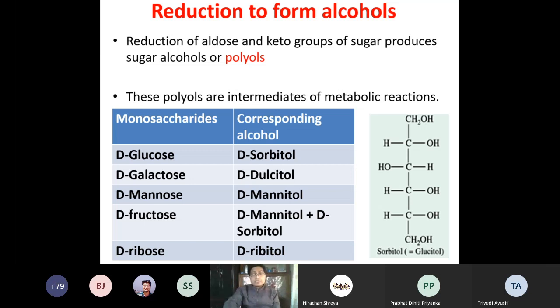Now let's see the reduction to form alcohols. Reduction of the aldose and ketose groups of sugars produces sugar alcohols known as polyols. Now let's see, the glucose molecule is reduced to sorbitol. D-glucose is reduced to D-sorbitol. As you can see here, this aldehyde group is reduced to alcohol. When this aldehyde group is reduced to alcohol, the molecule is known as sorbitol. In the case of glucose, this is sorbitol. Galactose gives dulcitol. That means reduction forms alcohols.